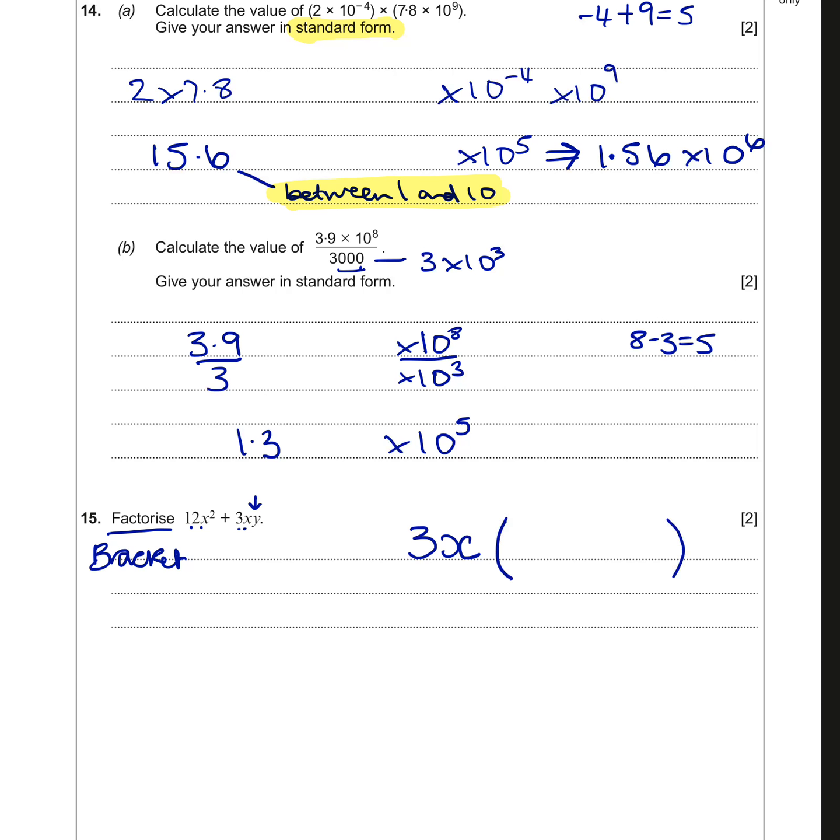What I put inside the bracket now needs to multiply by 3x in this first term to get me back to my 12x squared. So I'm going to need 4 to get me back to 12. I'm going to need an x to get me back to x squared, but I don't need any y's. Then a plus. To get to the second term, I already have 3 and I already have x, but what I need is that y, so it'll just be plus a y.